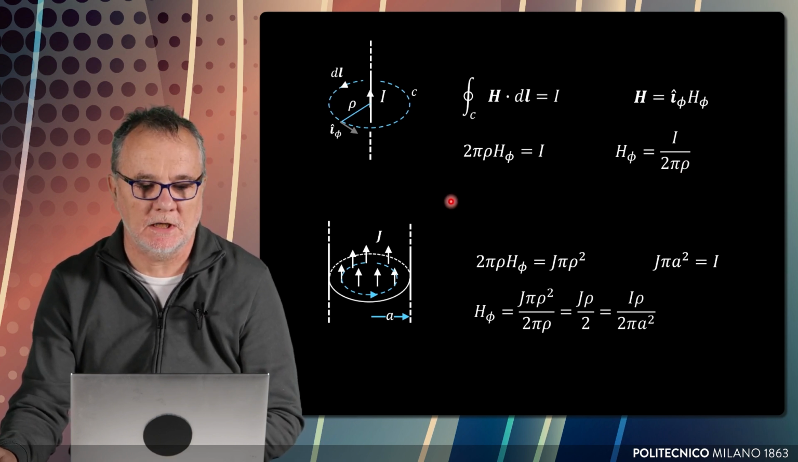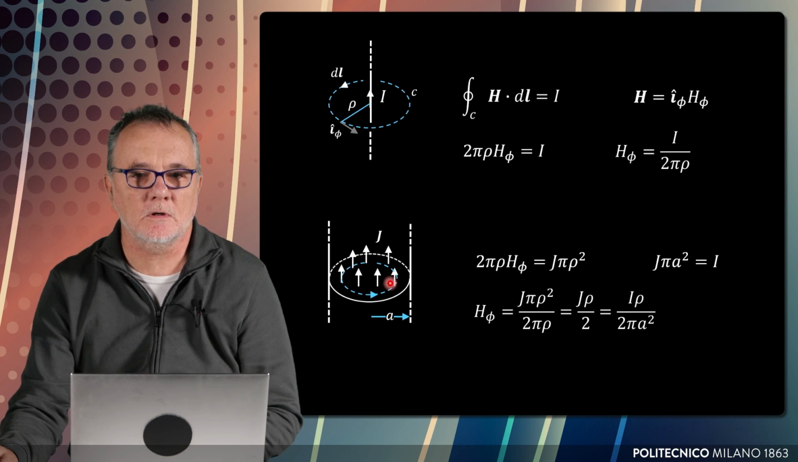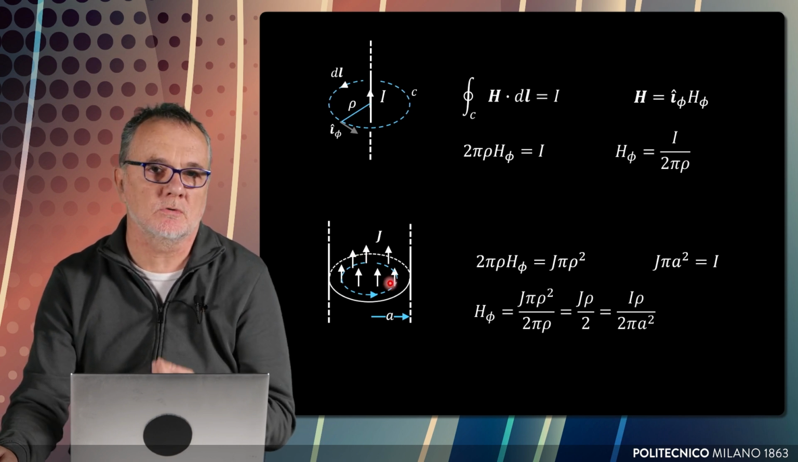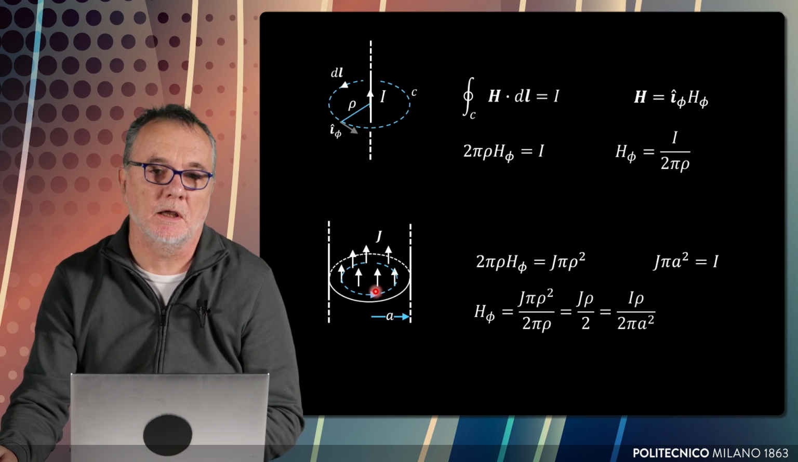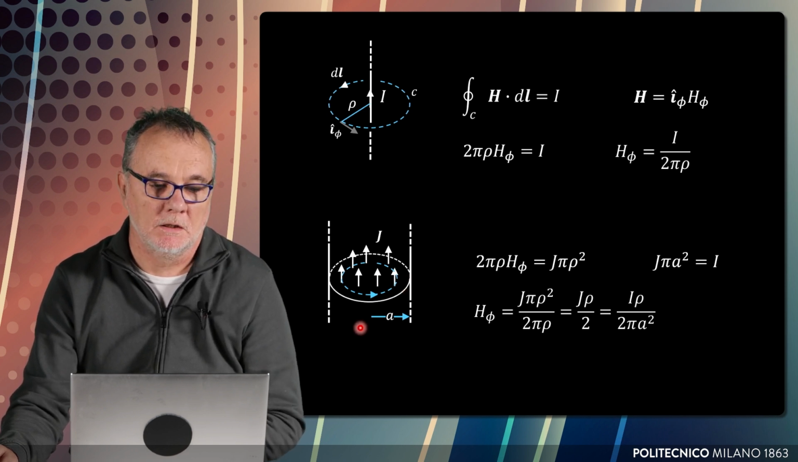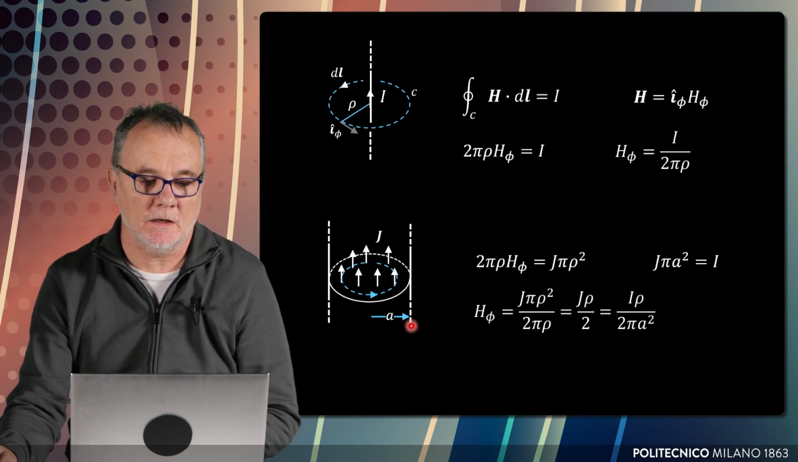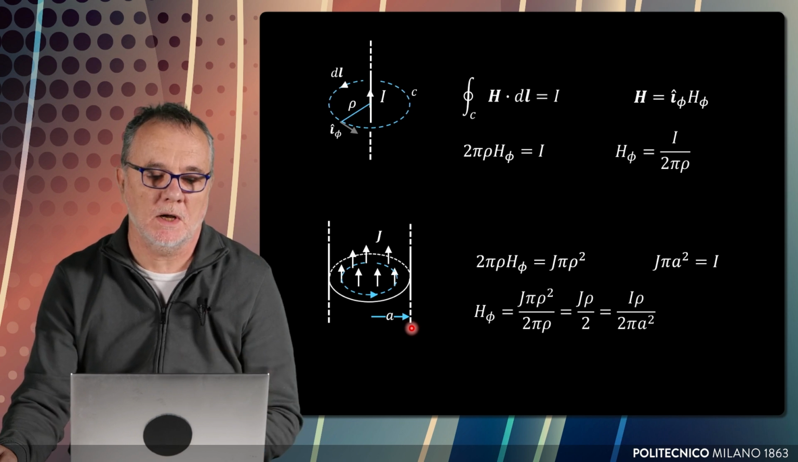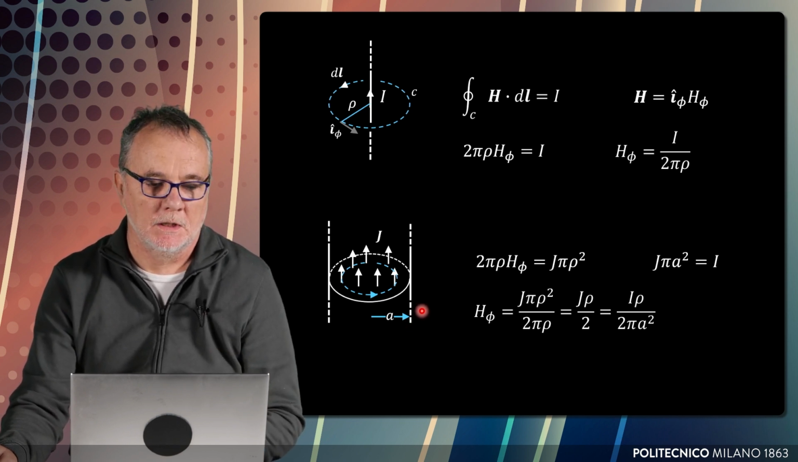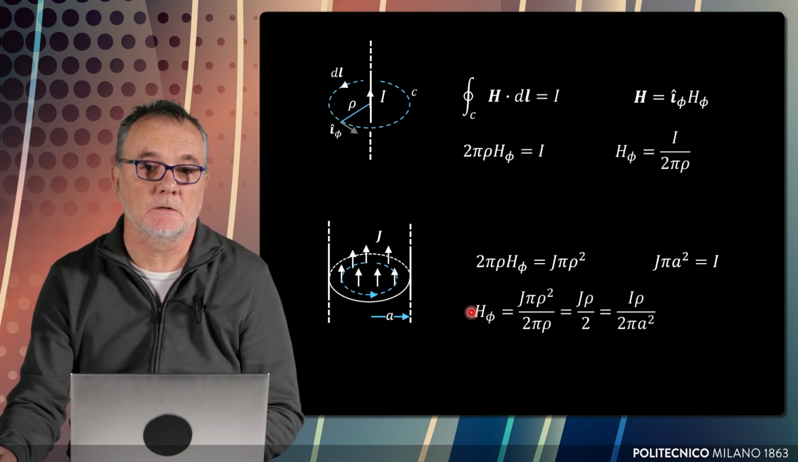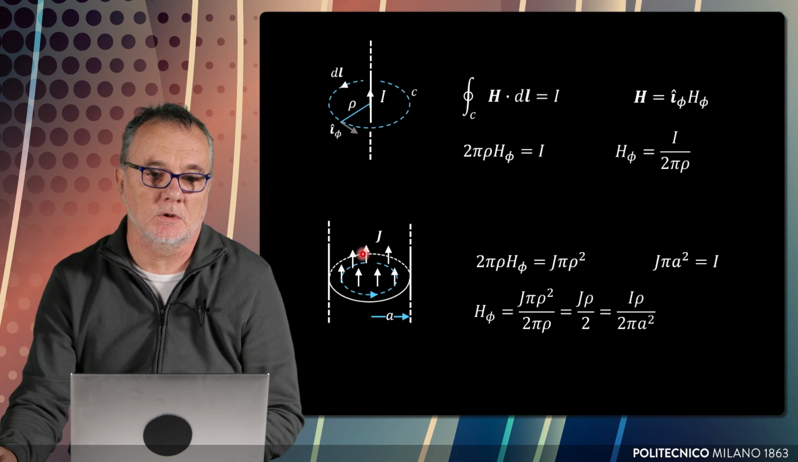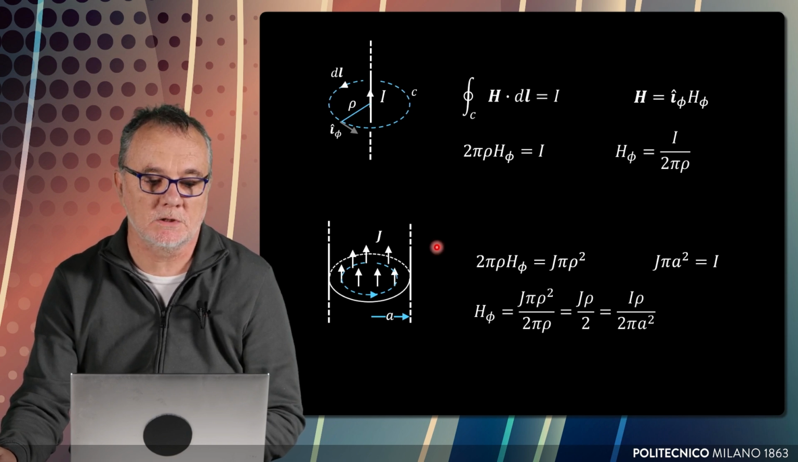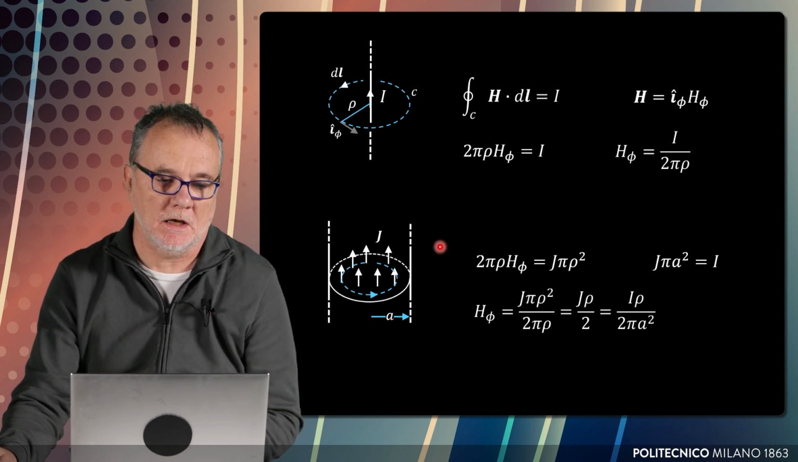Now let's use this result to compute the same thing for, instead of a current concentrated on a wire, a current that is distributed on a finite diameter wire. Let's say that the radius of this finite radius wire is a. Outside this wire, we have the same expression for H phi, because the total current that flows through the wire, once we compute Ampere's law, equals again I.